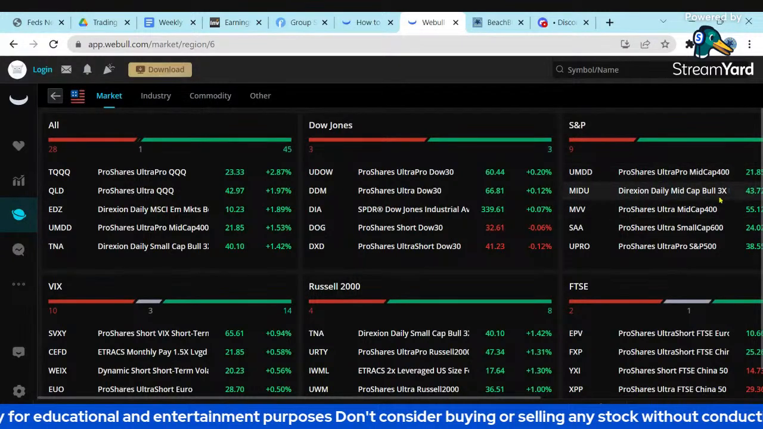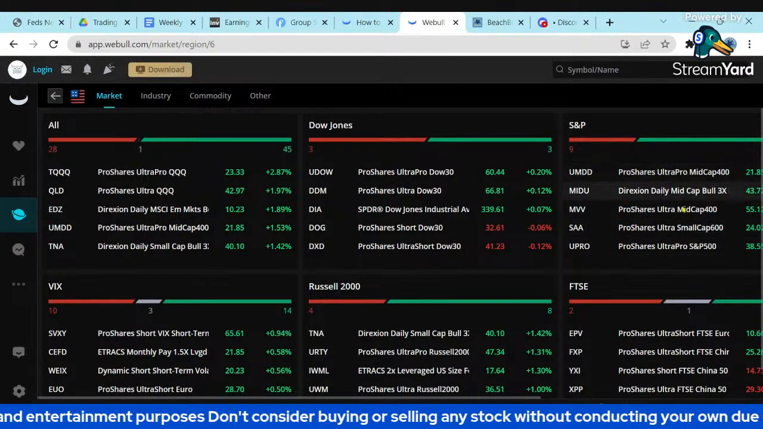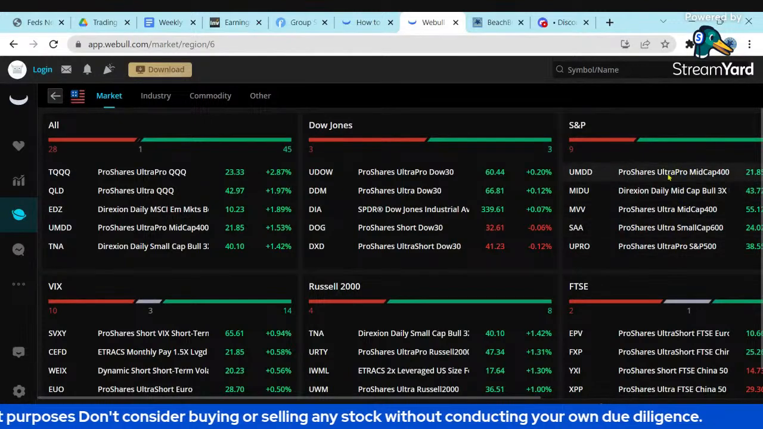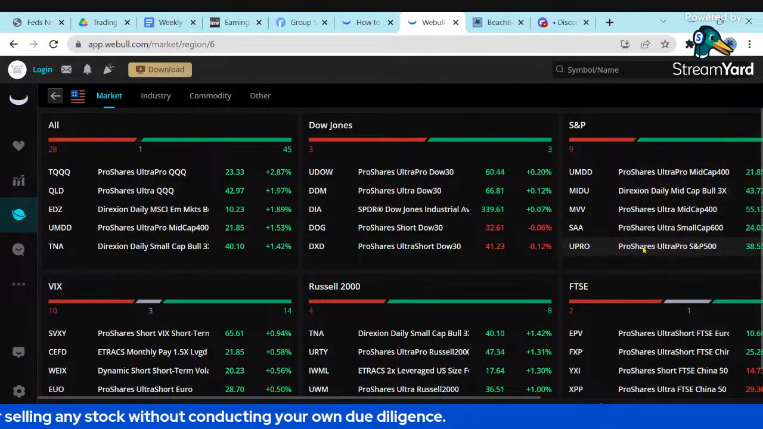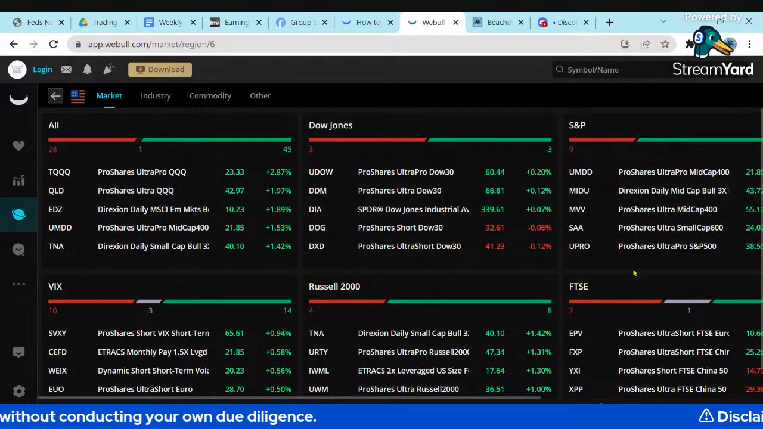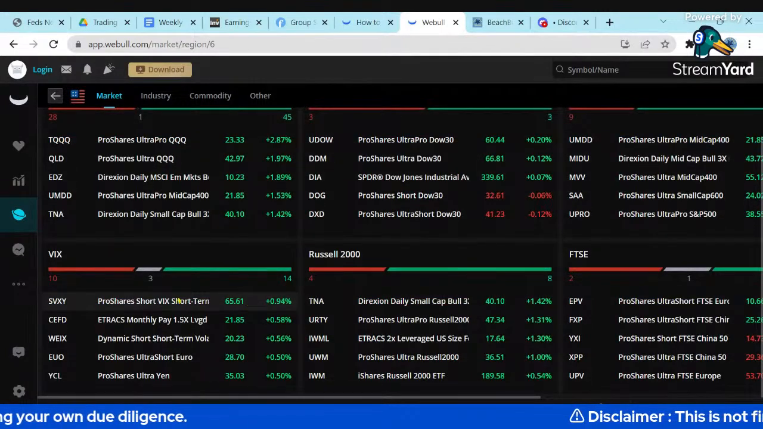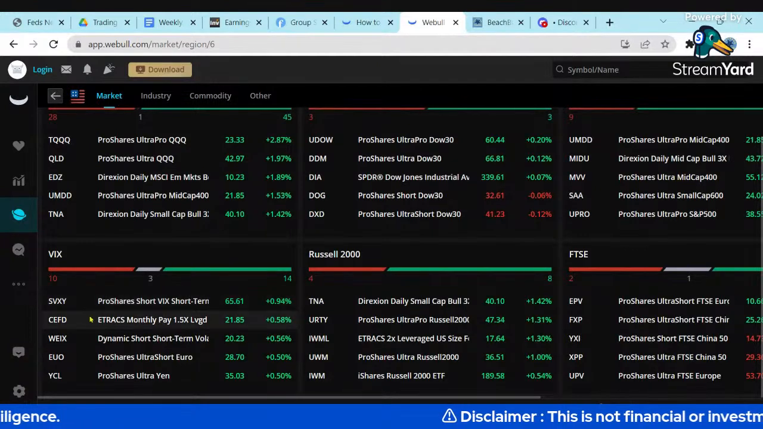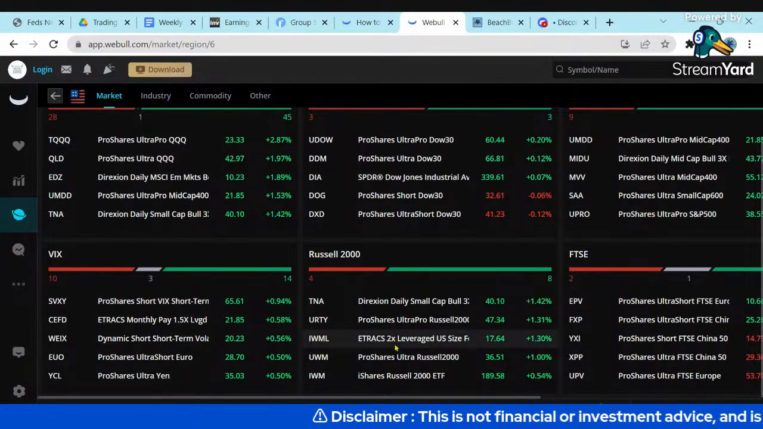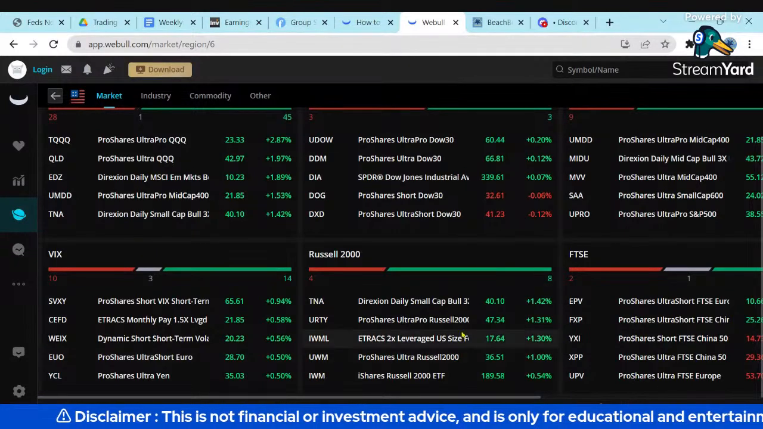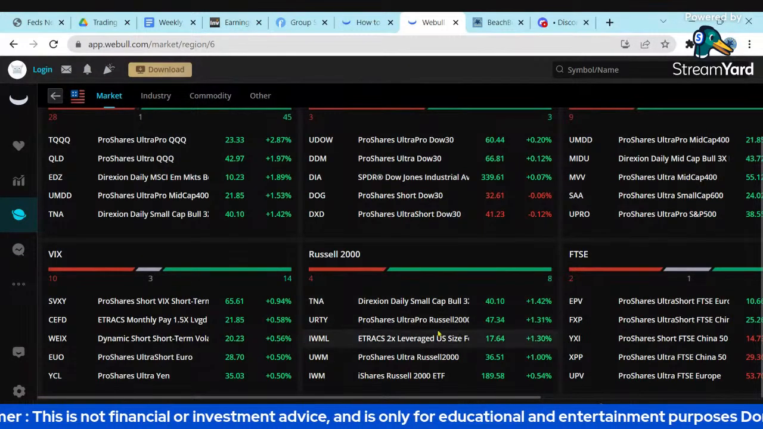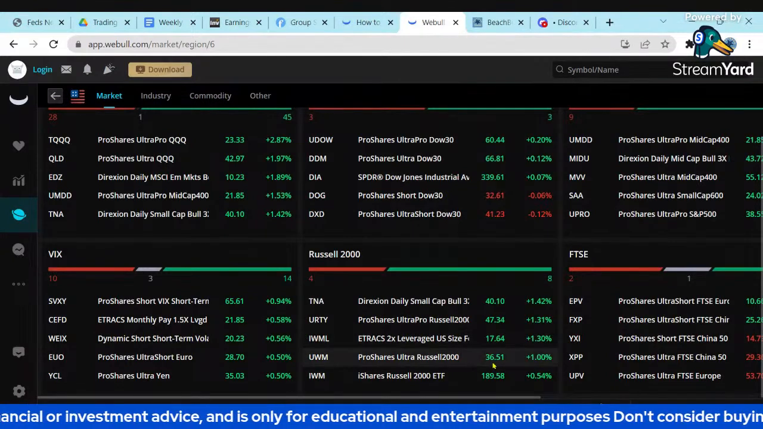S&P. Again, a couple mid caps, so small cap and mid cap in the S&P. And again, we've been seeing that pretty much the month of January, and we kind of suspected that we might see a run up in the small caps and mid caps. Short on the VIX. Again, we saw the VIX retrace quite a bit. Short on the euro. That's interesting. Small caps on the Russell, so up on the Russell.